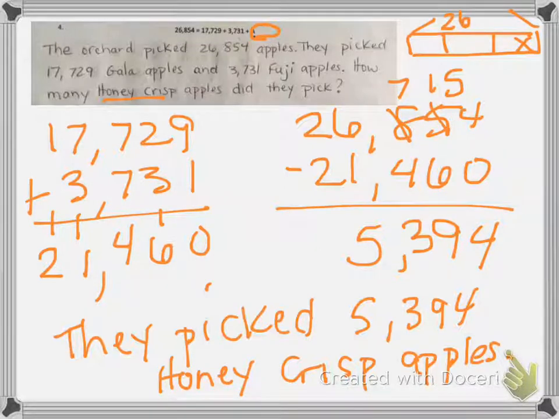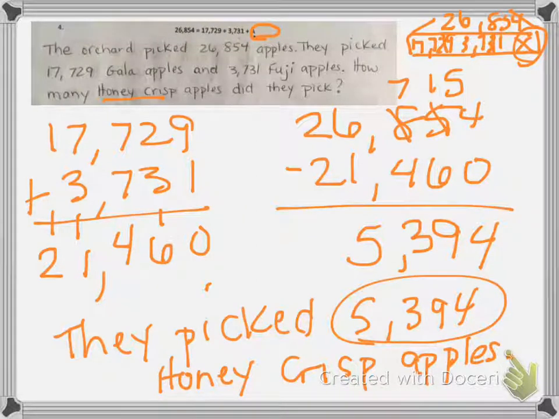Okay, 26,854 was our total. Okay, we need to find the missing part. This was 17,729, and this was 3,731. Okay, we found this missing part, which is 5,394.